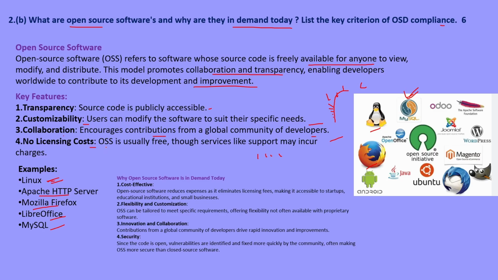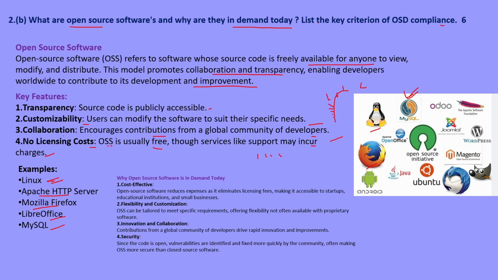No licensing cost. What is the meaning of open source software? It is usually free. Open source means no cost to pay and it is freely available for everyone. Services like support may incur charges. So that's why we call it open source software.